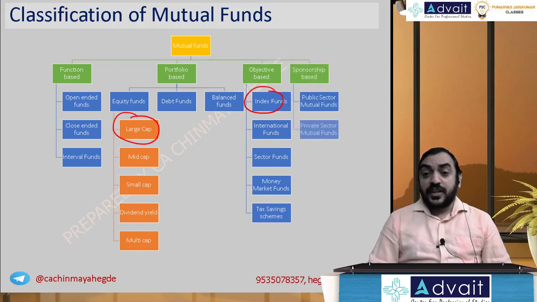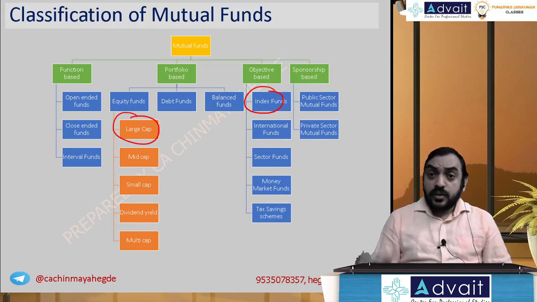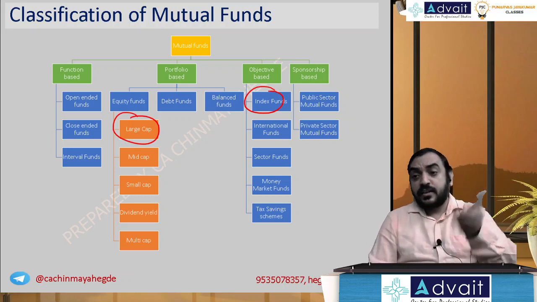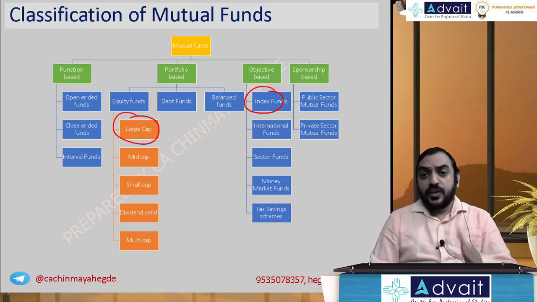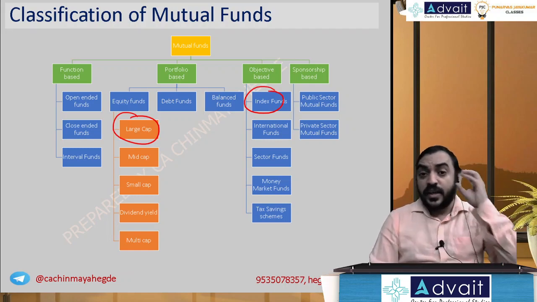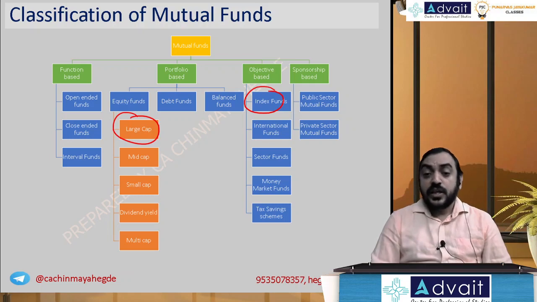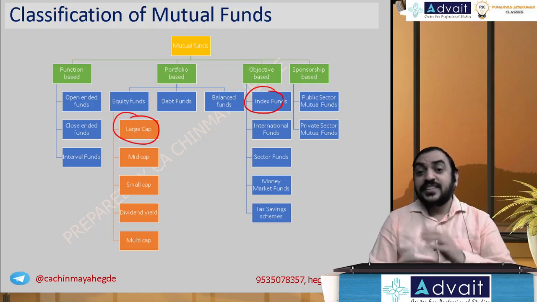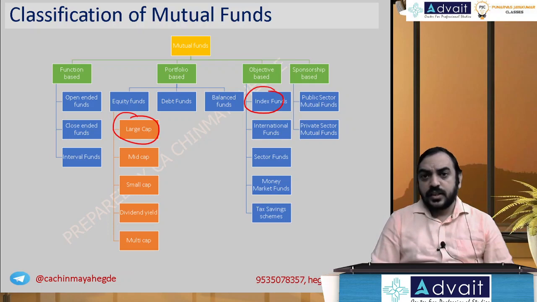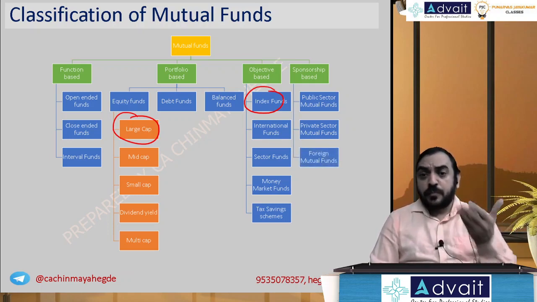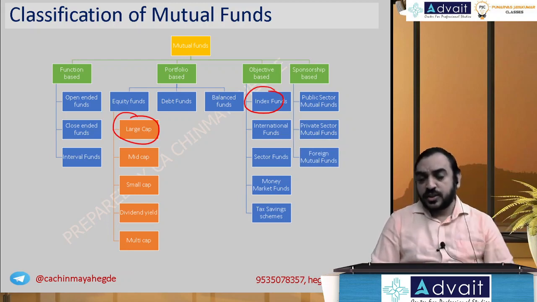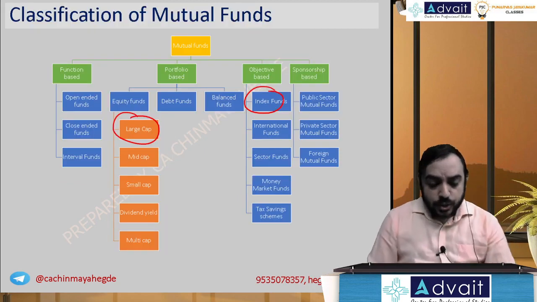Sponsorship based, I told you, like a company will have a promoter, mutual funds should have a sponsor. So public sector, like SBI or Canara Bank, those are public sector mutual funds sponsored by public sector banks, public sector entities. Private sector, HDFC, ICICI, Axis. Axis is, I think, public, but anyway, private sector. Foreign mutual funds, like we have DSP, BlackRock. They are foreign mutual funds sponsored by foreigners. So we have various types.